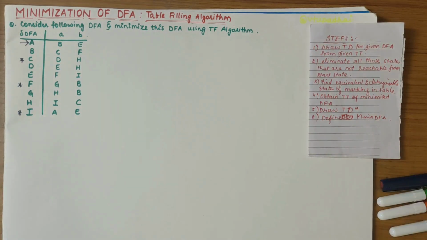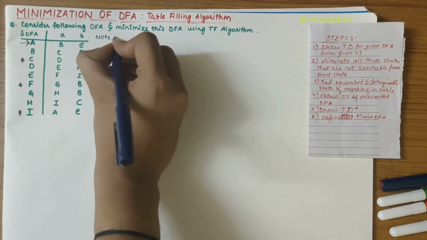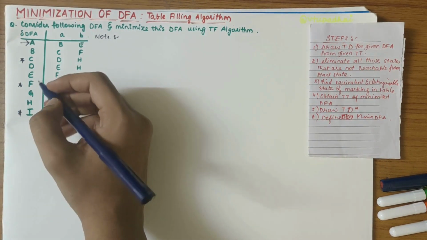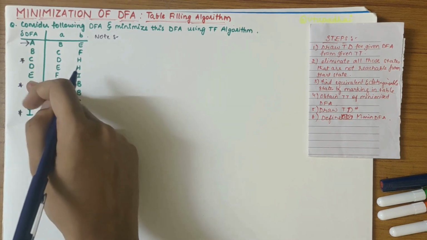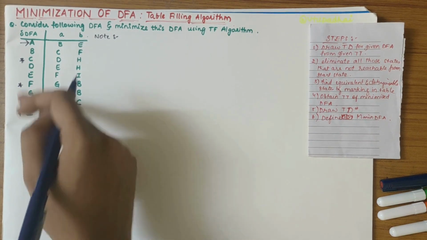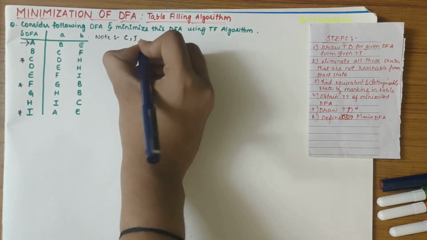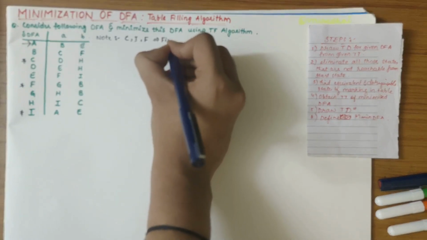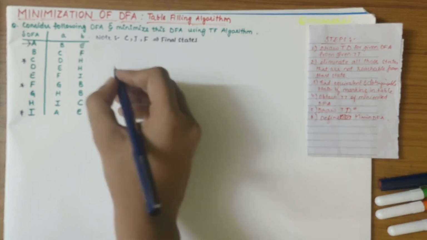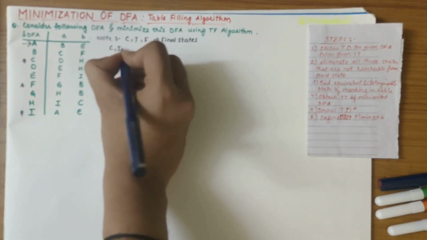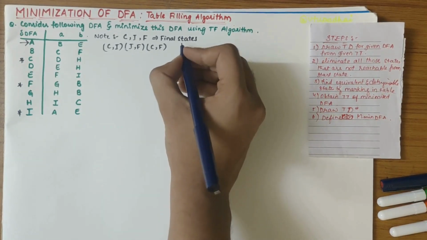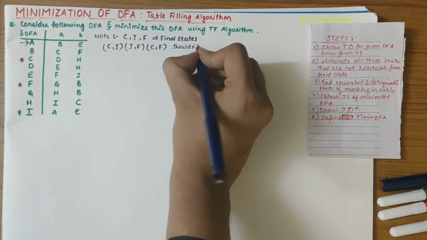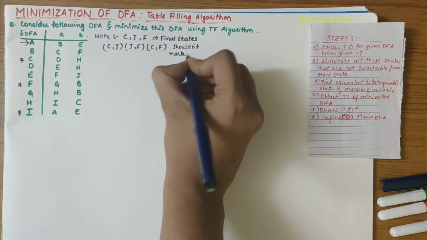So here I've written down the steps which need to be followed for the minimization procedure. Here we need to note that as the transition table comprises of more than one final state, we should not mark the CF, FI or CI combinations. As C, I and F are the final states, we should not consider their combinations, that is CI or IF or CF. So these should not be marked in the table.